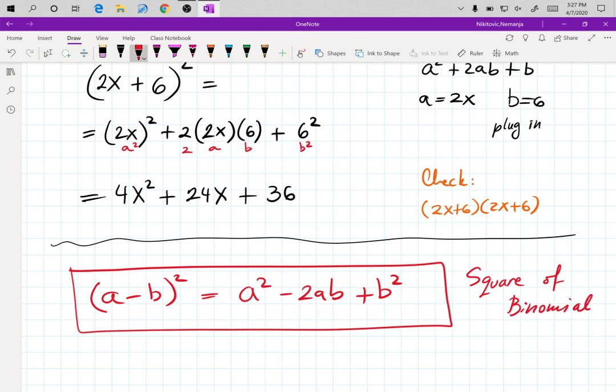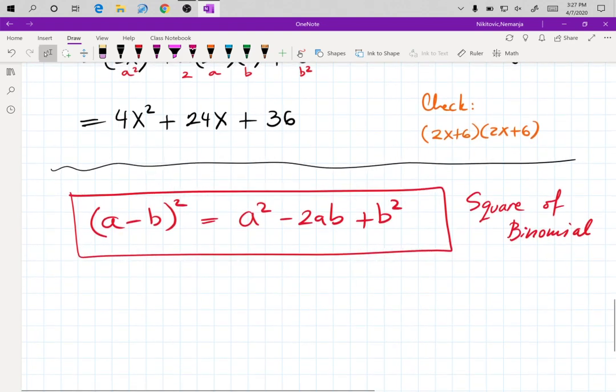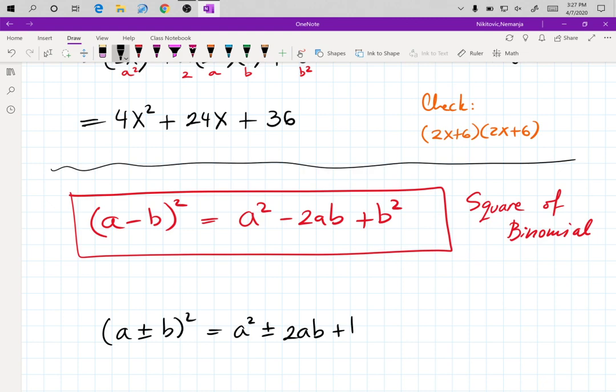Except this time you have a negative in here. Now, people sometimes combine this into a single formula. A plus minus b squared is a squared plus minus 2ab, always plus b squared. So it's easier to remember. And if the sign changes, the only sign change is the first one. The last one, the second one, is always a plus.